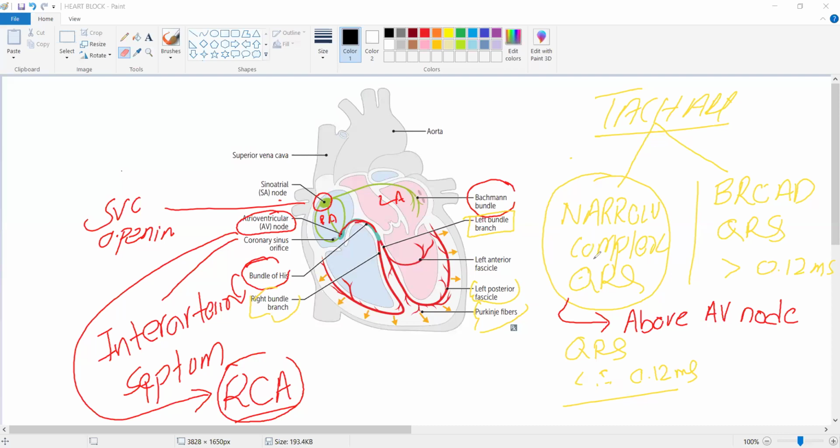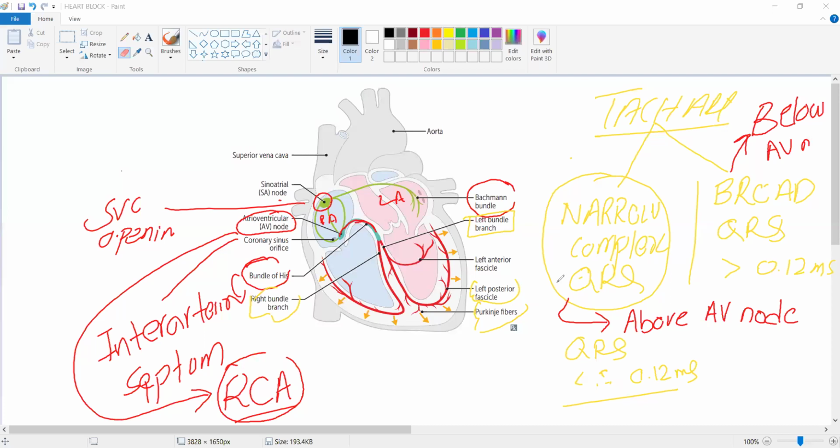Okay, so in narrow complex QRS tachycardias or tachyarrhythmias, the pathology lies above the AV node or within the AV node, right? While in broad complex QRS tachycardias, the pathology lies below the AV node, right? Okay, we will discuss these tachyarrhythmias in detail tomorrow, right?